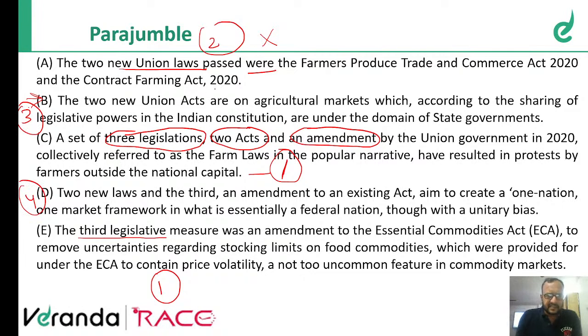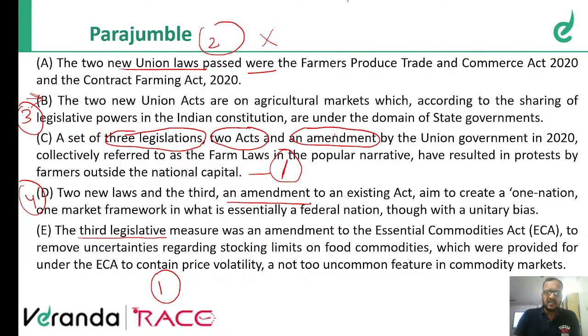So the first sentence C says, a set of 3 legislation, 2 acts and an amendment. Okay. So D talks about an amendment to an existing act. So D basically talks about an amendment. So it has to be last if we talk about the amendment, right?